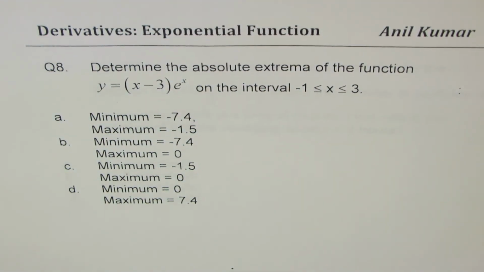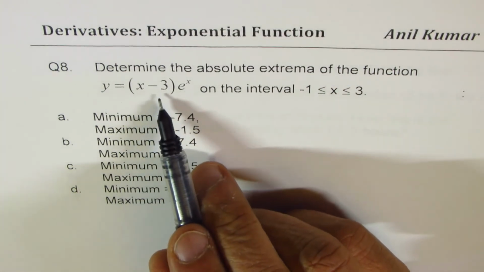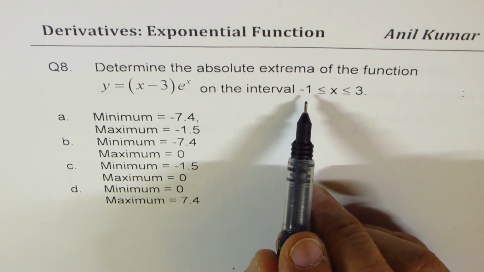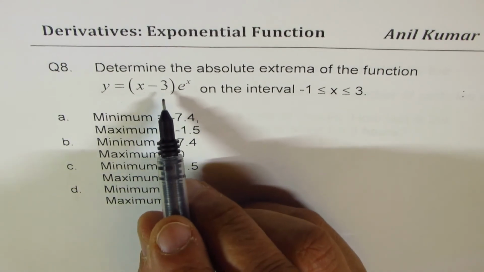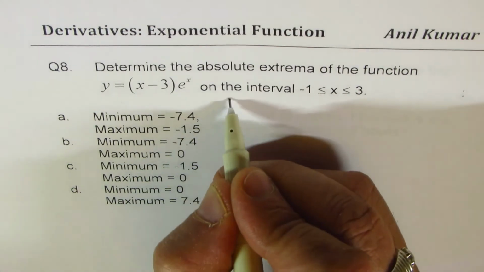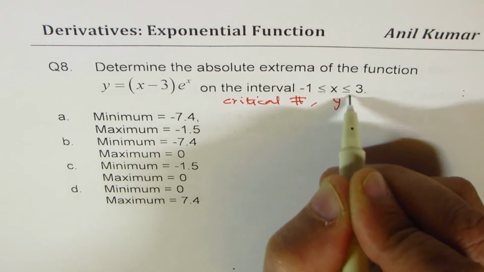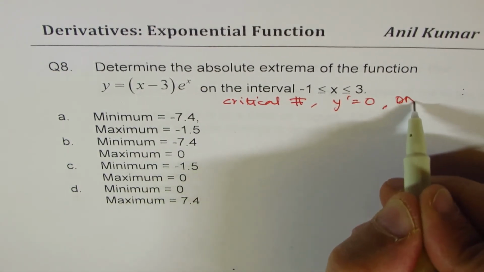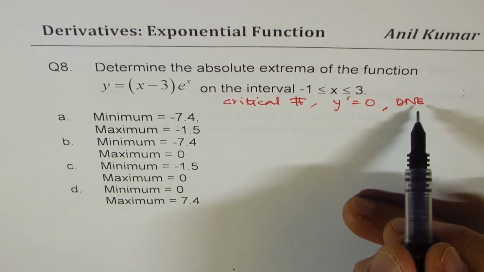Question number 8. Determine the absolute extrema of the function y equals to x minus 3 times e to the power of x on the closed interval from minus 1 to 3. So in such functions, we have to find the critical number, first thing, right? So let's find the critical number. That is that the derivative is equals to 0, right? Or it does not exist. That will be the case for sharp corners and cusps.